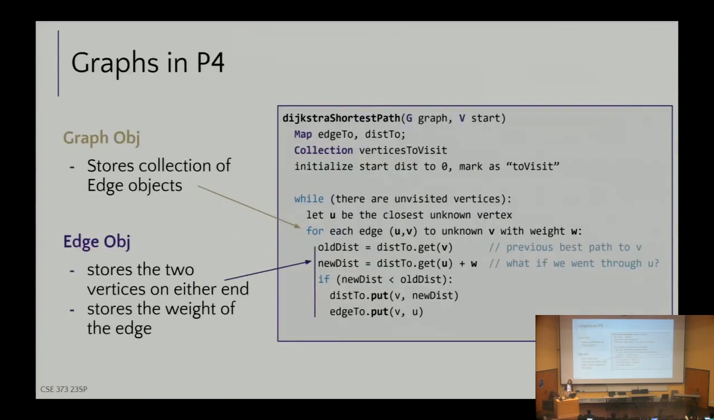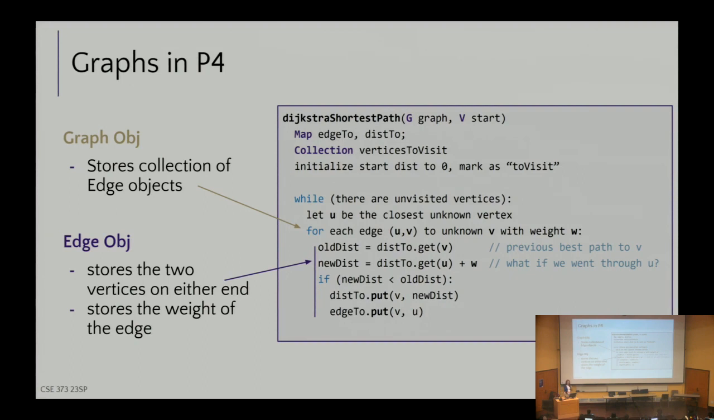Also, I just wanted to help you out a little bit. I noticed that there can be some confusion in P4 because there's a lot of objects in P4, which makes sense. You know, you're building disjoint sets, you're building graphs. And so the way that P4 is laid out is there is a graph object. The graph object stores a collection of the edges. And that's how you know which vertices are connected to which edges. But there is also an edge object, and each individual edge object stores inside of it the weight and the vertices on either end of the edge.